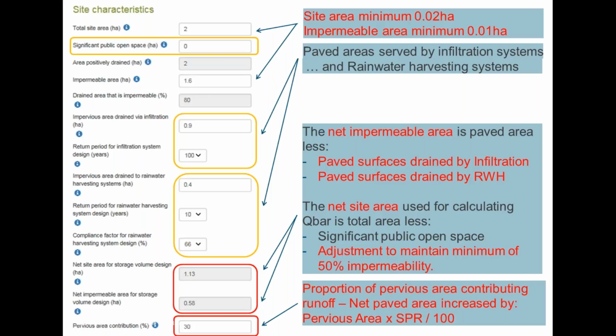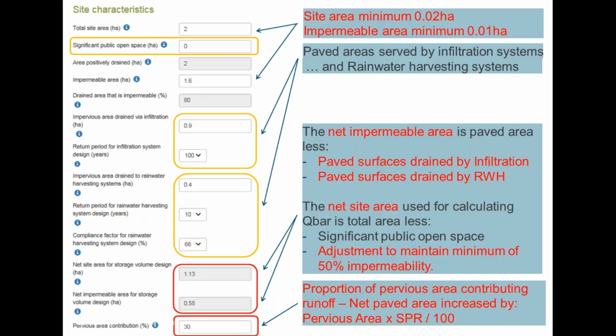The rainwater harvesting and the infiltration data entry is as before, where you allocate the paved areas which are drained to either of these systems, and this is taken into account by calculating a net paved area which is served by the drainage system.